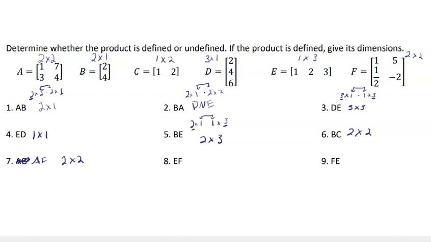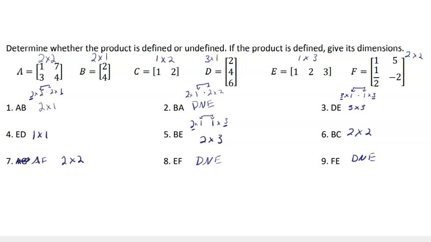E times F, this is a 1 by 3 times a 2 by 2. The columns of the first, E, is 3. The rows of the second, F, is 2. 3 and 2 are not the same. So this does not exist. And F times E is the 2 by 2 times a 1 by 3, which also does not exist.